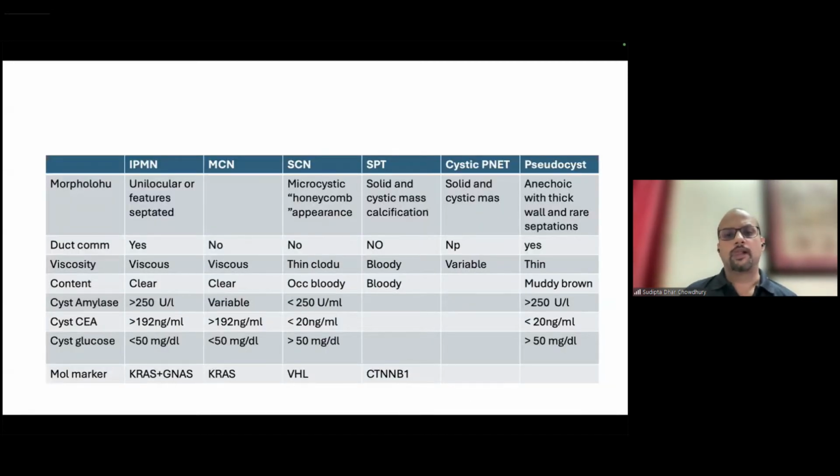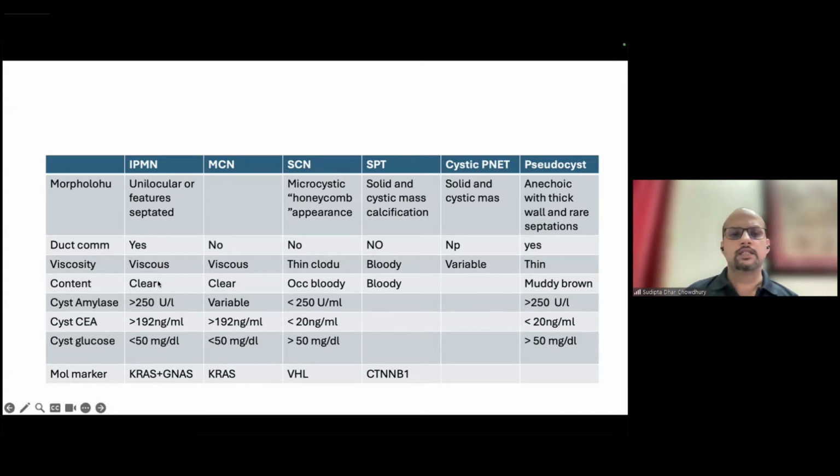So at EUS, how can we discriminate different lesions? Again, I'm not going into the details of morphology and ductal communication, but I'll just go into the viscosity. IPMN and MCN are predominantly viscous lesions. In serous cystadenoma, you get a thin, clear fluid. Solid pseudopapillary tumors usually yield bloody fluid. In cystic neuroendocrine tumors, the viscosity is variable, and in cirrhosis, the viscosity is very, very thin.